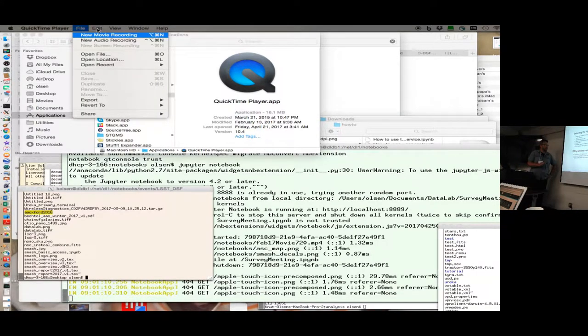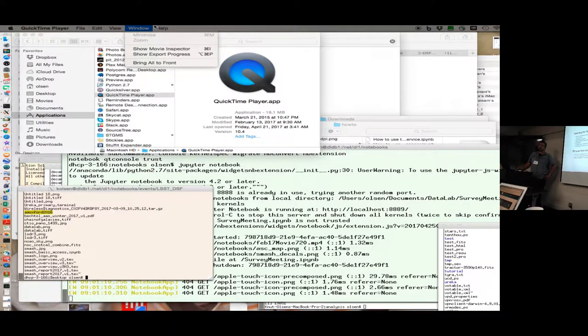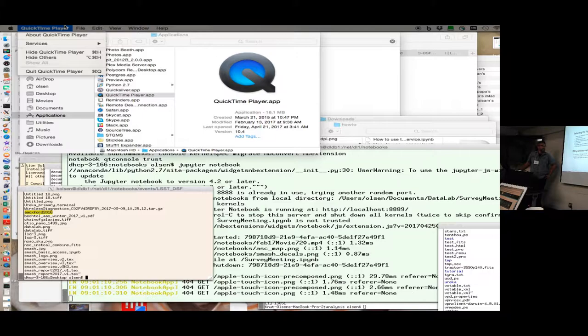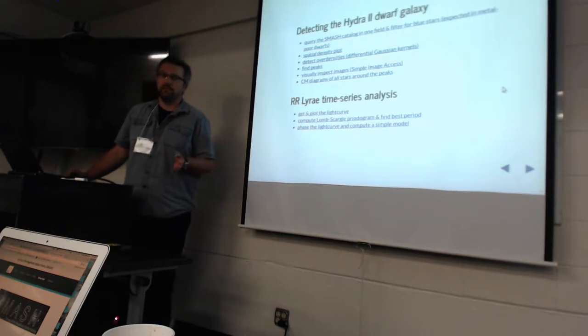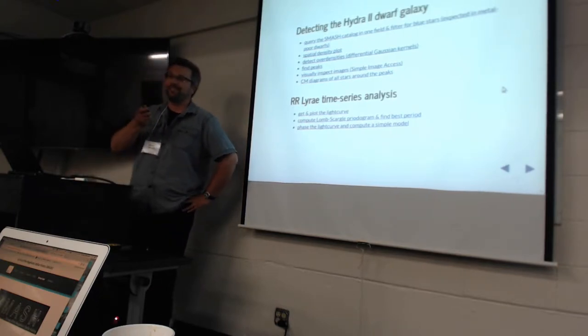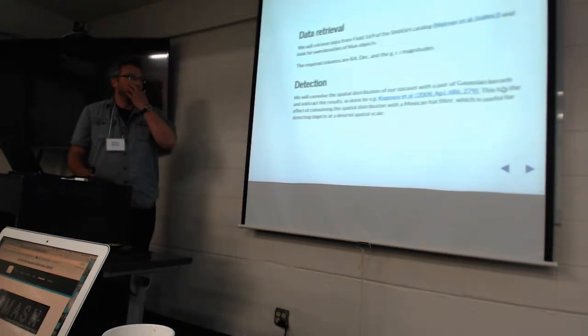We've got some color magnitude diagrams to see that what we observe is actually a dwarf galaxy. And then in the second example, we do Lomb-Scargle, we compute periodograms. I don't know if you have been doing this the rest of the week, the past week, but I see head shaking. Have you? Okay, then this is going to be a good introduction.